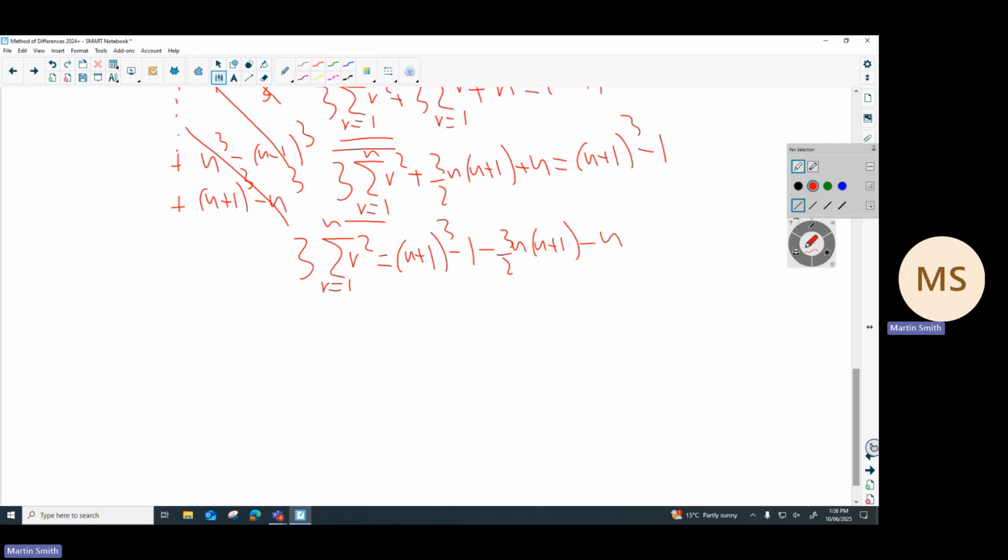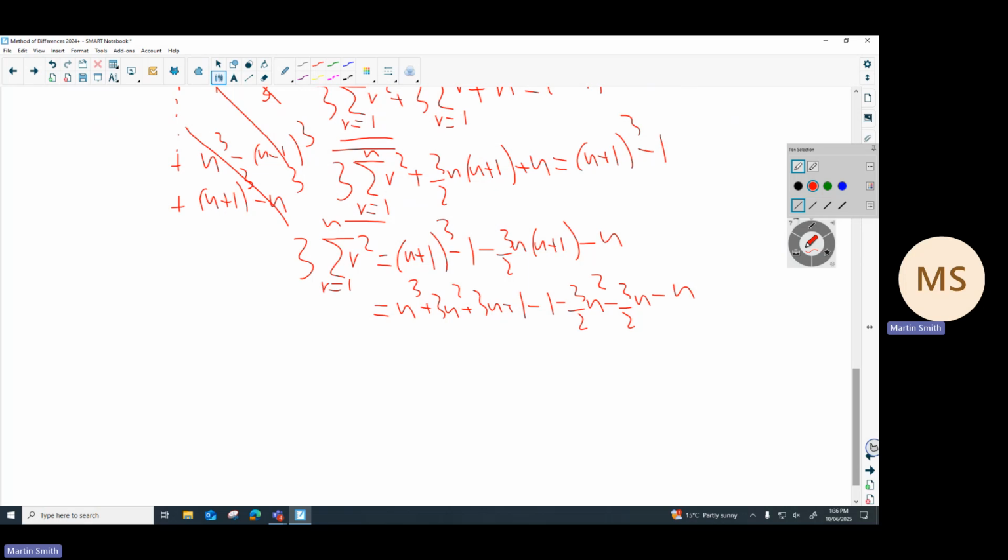Now, guys, I want to put the right-hand side in a factorized form. Usually, I would try to do this by finding common factors, but because of this 1, there are no common factors. So all I can really do is expand the right-hand side and then try to refactorize. So if you expand (n+1) cubed, you will get n cubed plus 3n squared plus 3n plus 1 minus 1. If you expand 3/2 n(n+1), you'll get minus 3/2 n squared minus 3/2 n, and then finally take away n.